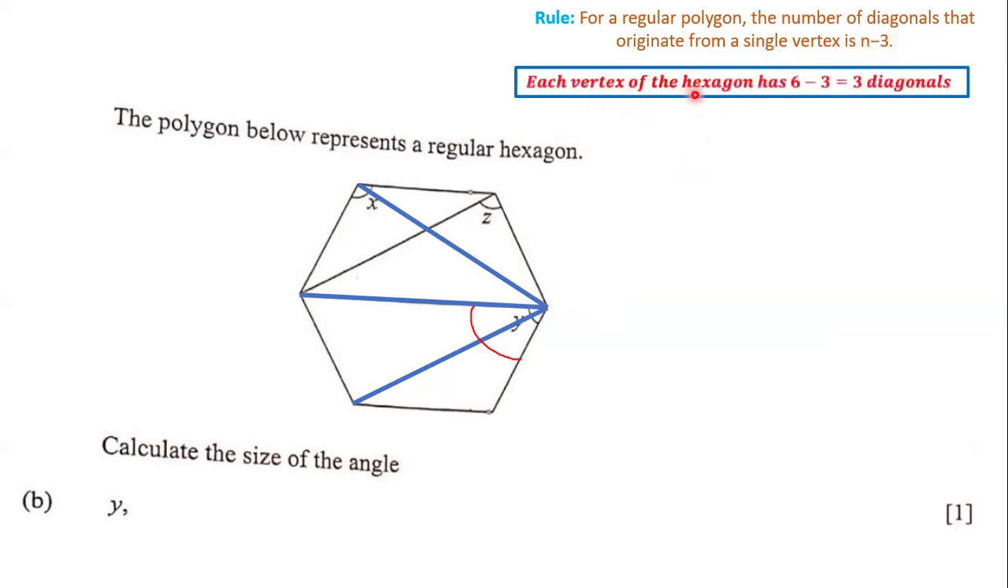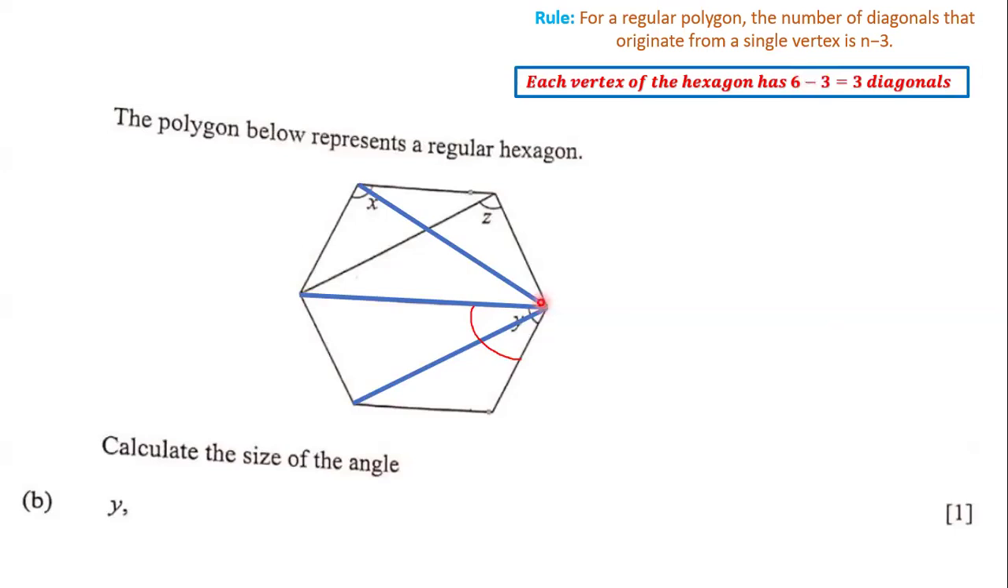Each vertex of the hexagon has 6 minus 3, because n is 6, because the number of sides is 6. So each vertex of the hexagon has 6 minus 3, which equals 3 diagonals. And so at each vertex, we can draw 3 diagonals. If we have this vertex right here, we draw 1, 2, 3 diagonals. And that's the amount of diagonals that we can draw at this particular vertex, and we could do that at each vertex of this regular hexagon.